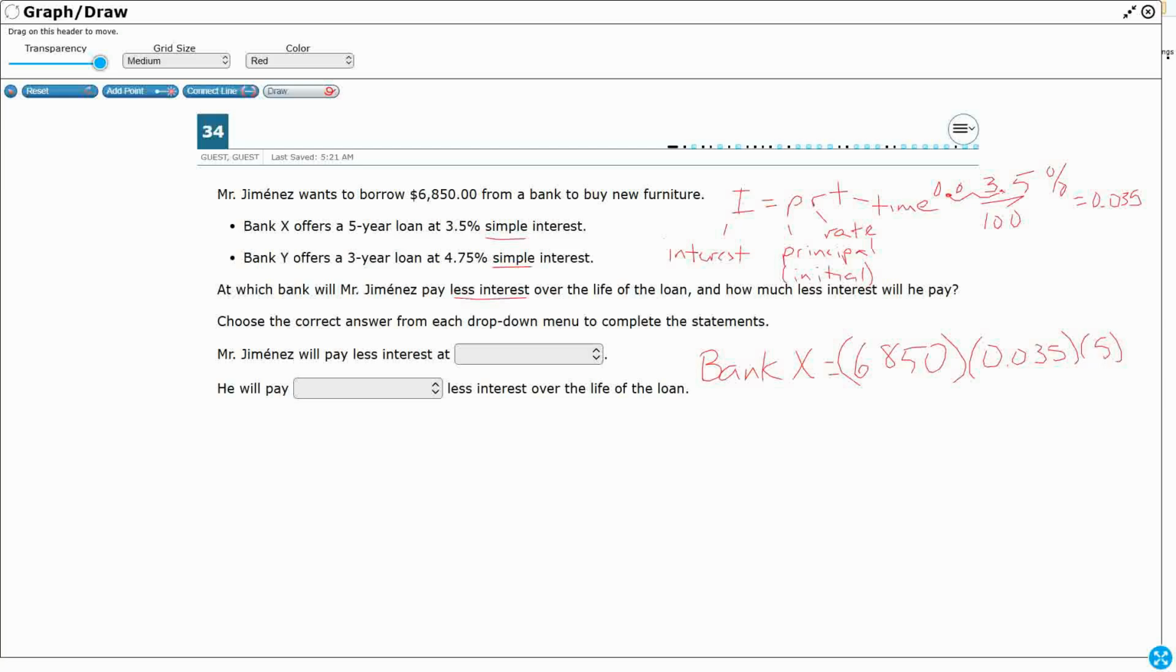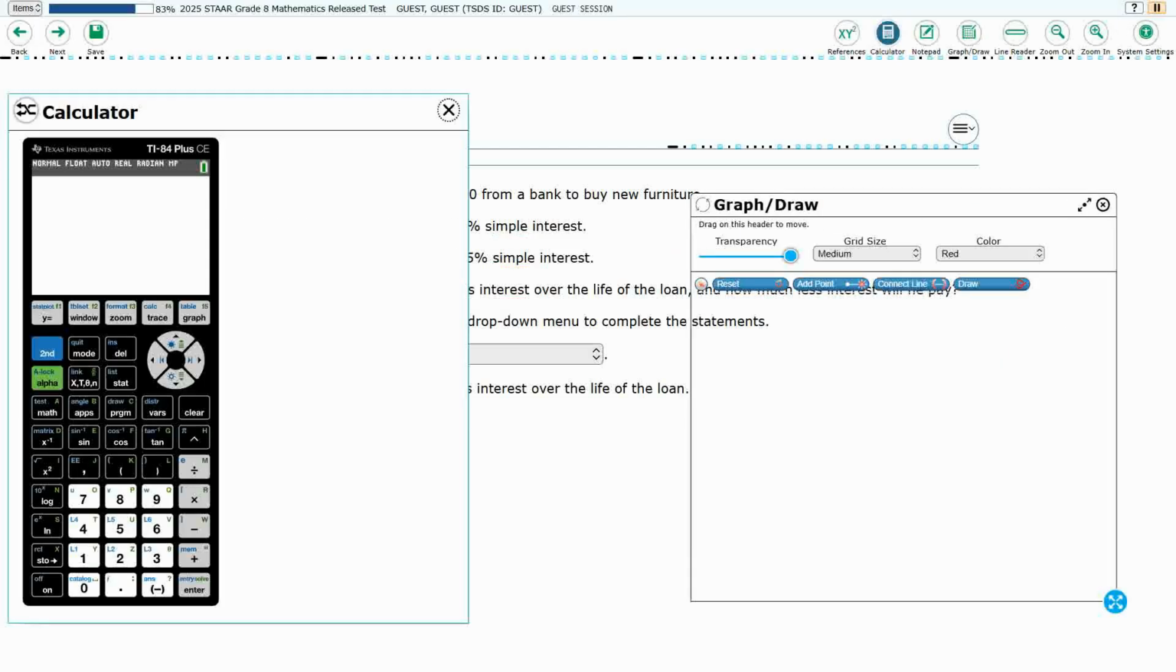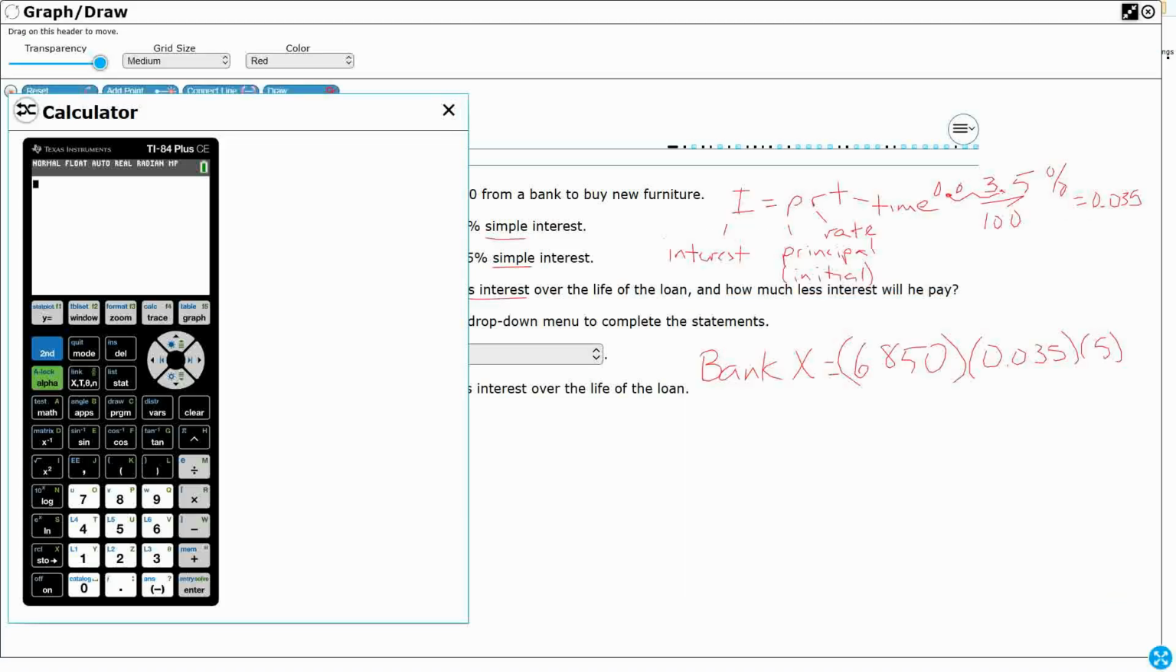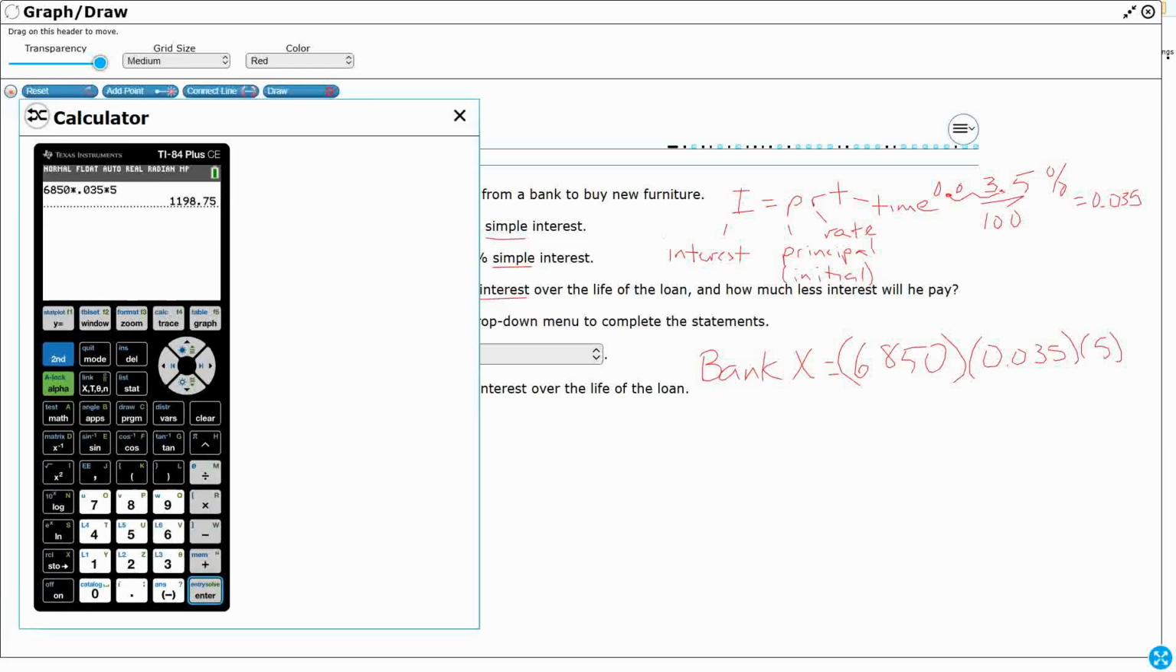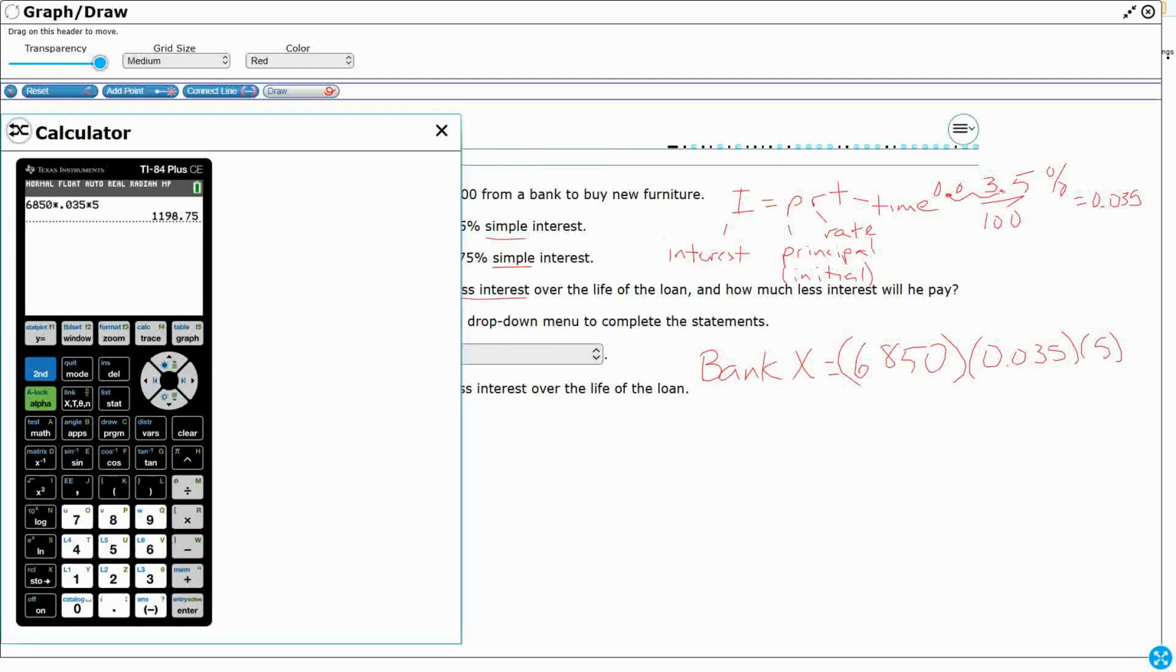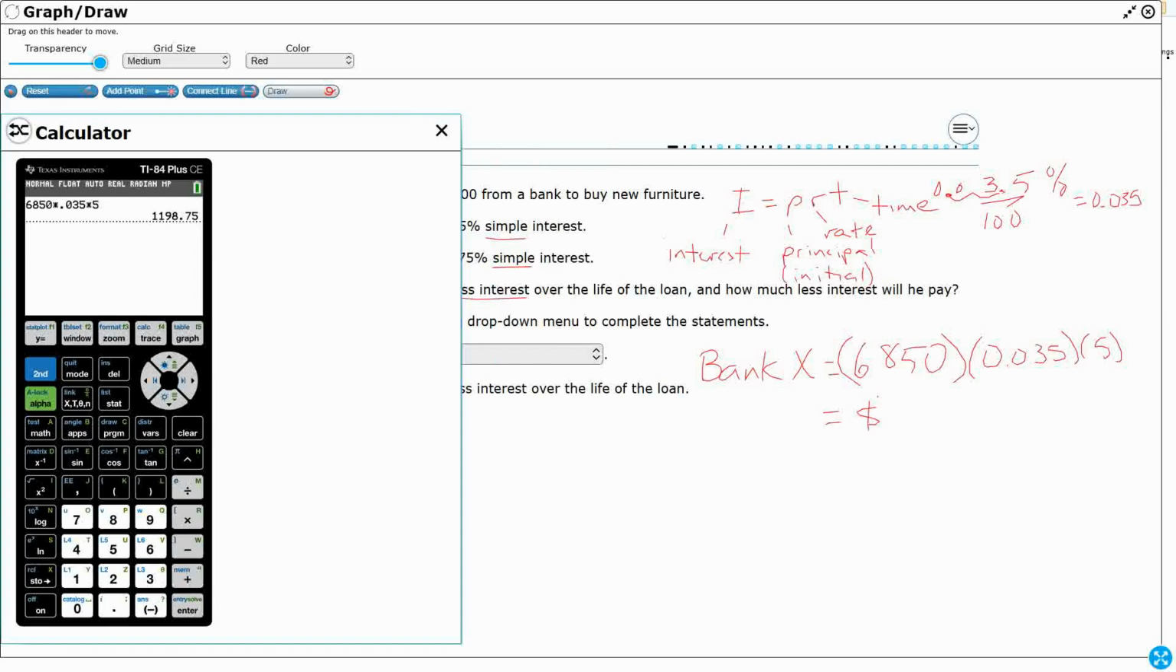All right, so let's see what we have on that one. Let's use that calculator, and we are going to have 6850 multiplied by the interest, 0.035, and we're going to do 5. All right, 11.98 and 75 cents. Okay, so let's do 11.98, 75. Not bad interest.